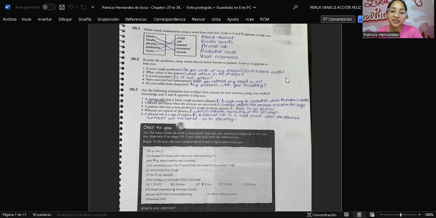Number 3, a patient who has a non-productive cough produces sputum. False. There is no sputum in non-productive cough. Number 4, wheezes are typical of pleurisy. False. Wheezes indicate narrowing of the airways. And number 5, a pleural rub is a sign of asthma. That's false. A pleural rub is a sound heard when the pleural surfaces are inflamed, as in pleurisy.